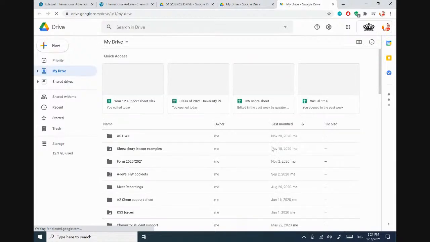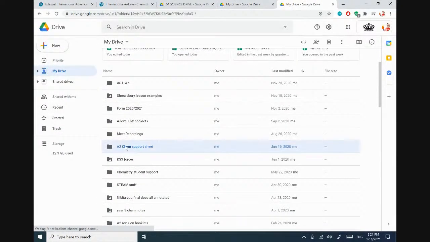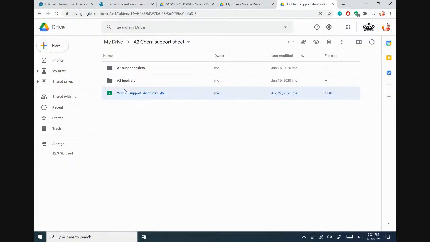Yes, I did. Yeah. A2 Chem support. A2 support sheet.